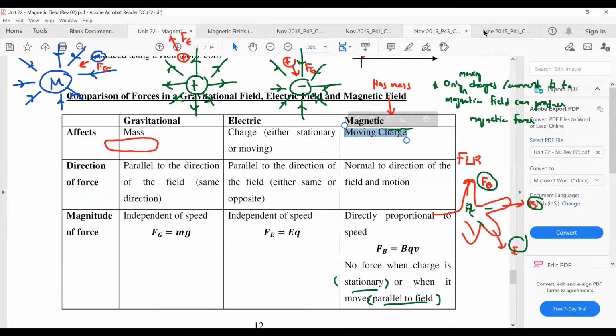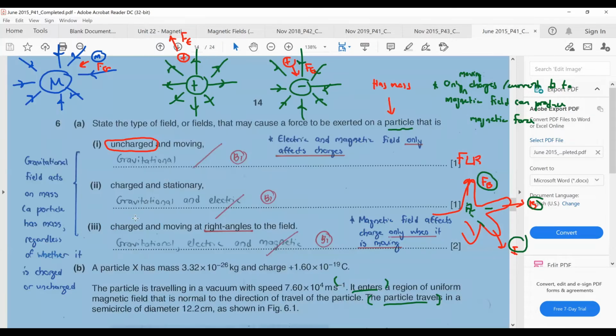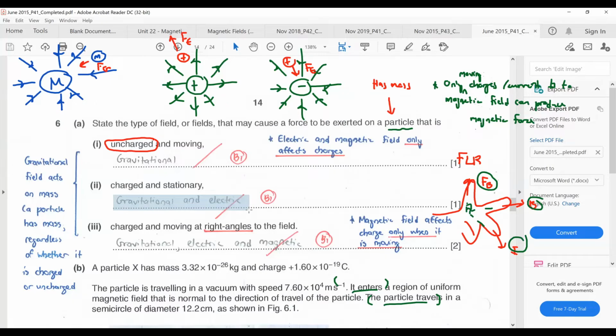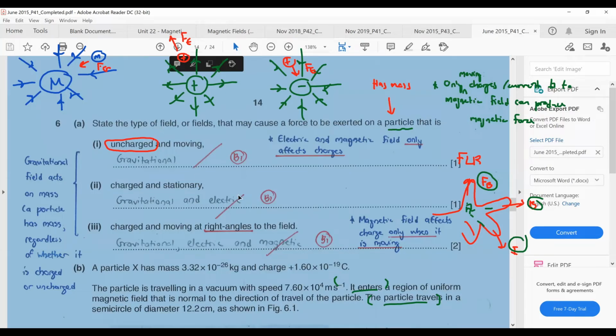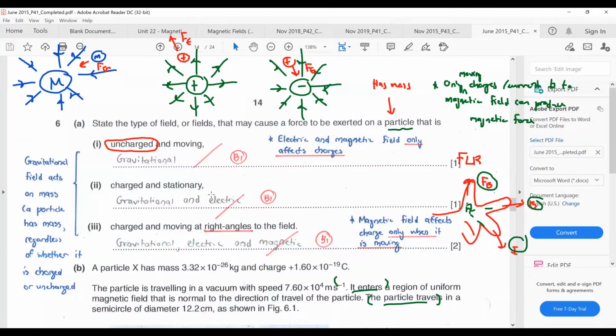So here it is charged and stationary, it is not moving, so the magnetic field will not affect it. So only gravitational and electric. Okay, so that part is fine.